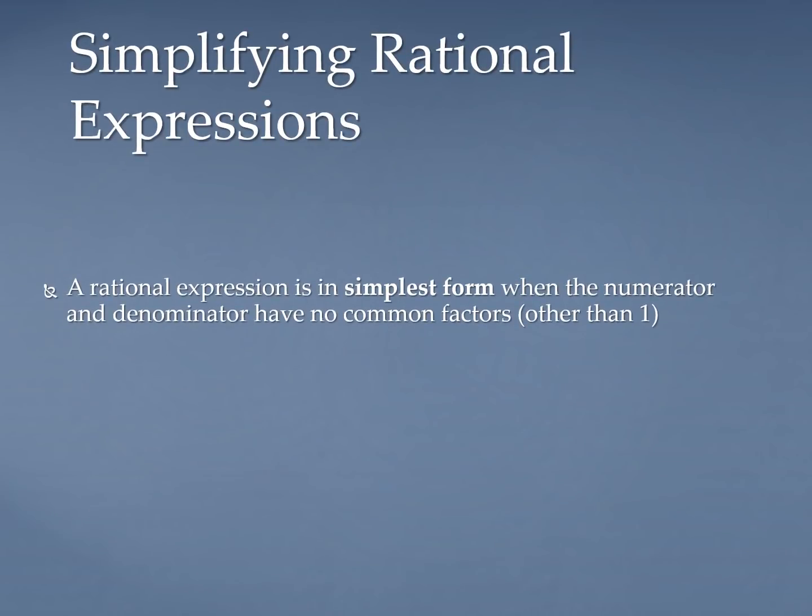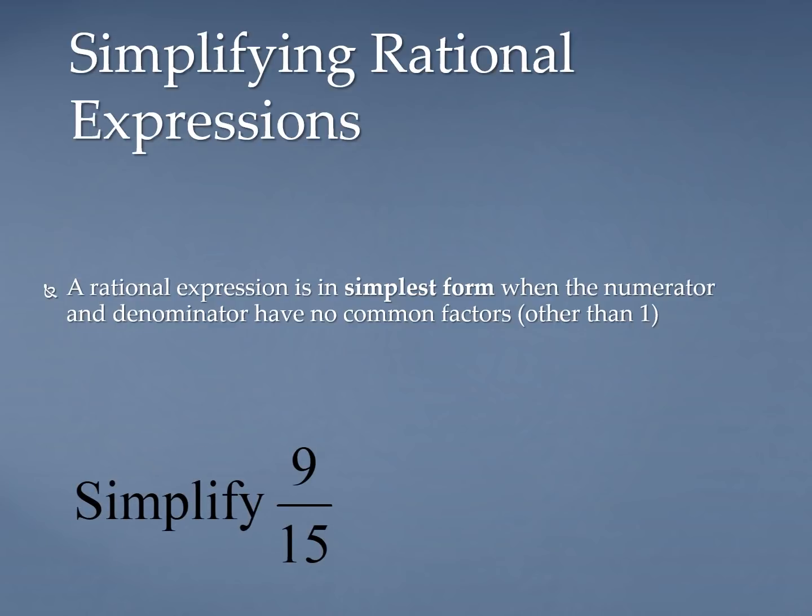All right, when we're simplifying rational expressions, we're going to say it's in simplest form when the numerator and the denominator, or as I like to say, upstairs and downstairs, have no common factors other than 1. That means nothing else can be canceled out, if you're claiming your rational expression is in simplest form.